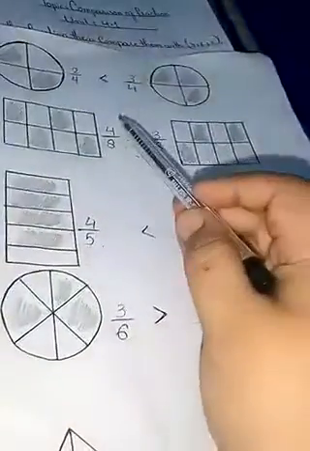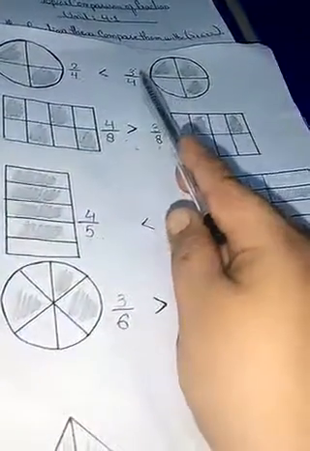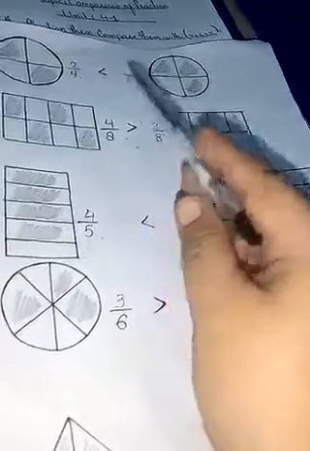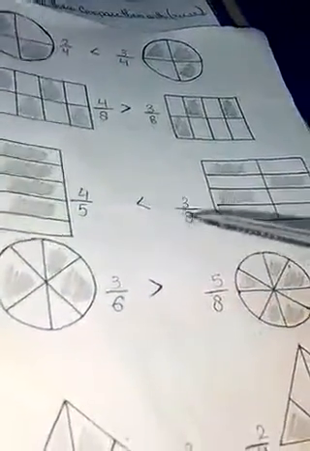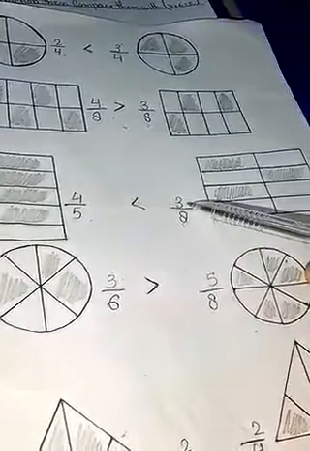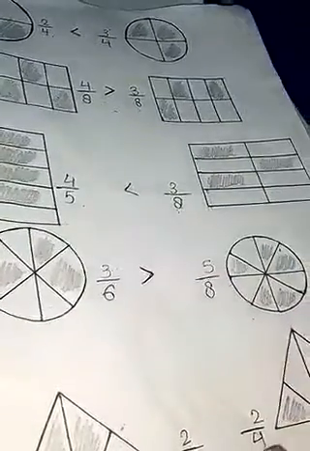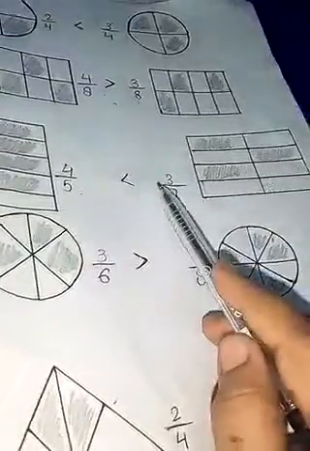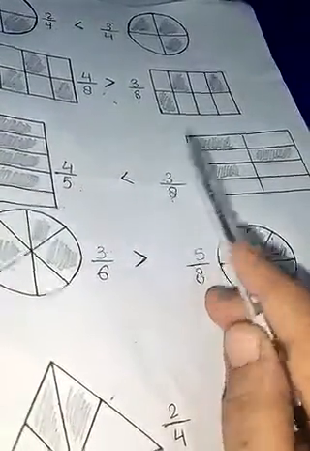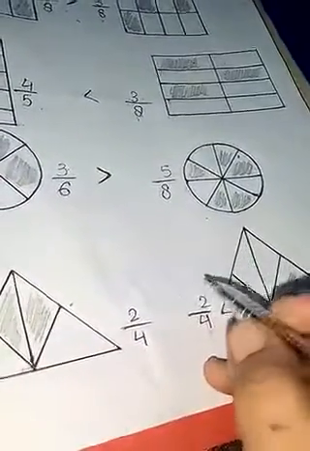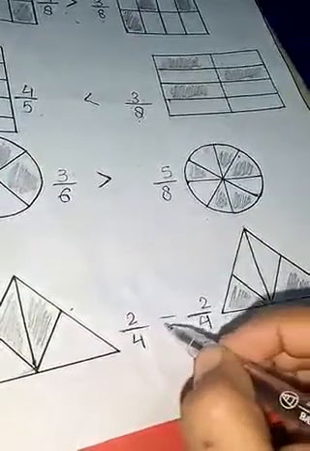So when we have the same denominator, the greatest numerator shows the greatest fraction. When we have different denominators, the smallest numerator shows the greatest fraction. And when we have the same numerator and same denominator, which means that both fractions are equal.